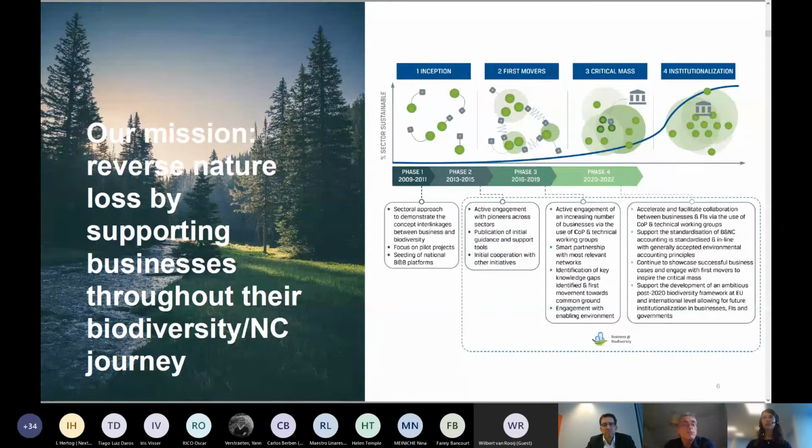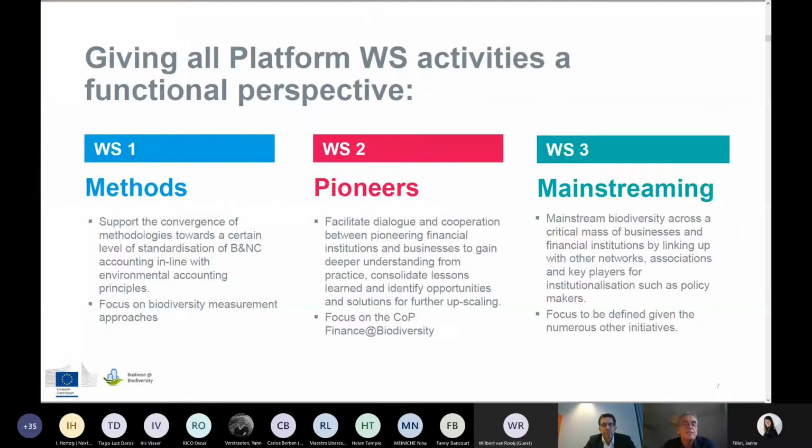The platform has been working for a couple of years with first movers and with piloting enterprises and companies. And we are now in a phase where we really want to roll this out to broader parts of the community and find more mainstreaming partners for the methodologies. But of course, we need to understand which of these methodologies, how to measure the impact and the dependency on biodiversity by companies, is most useful and most informative for the decision making of companies.